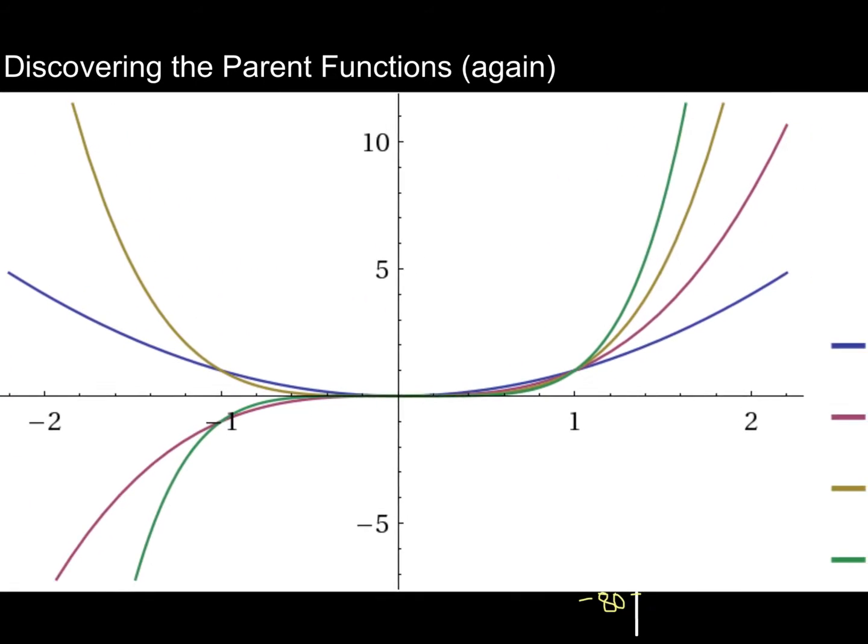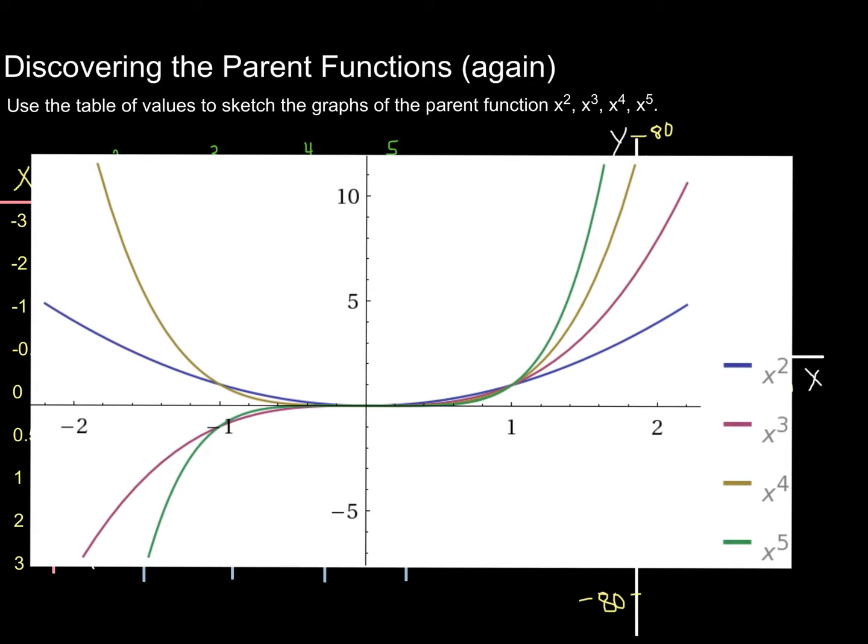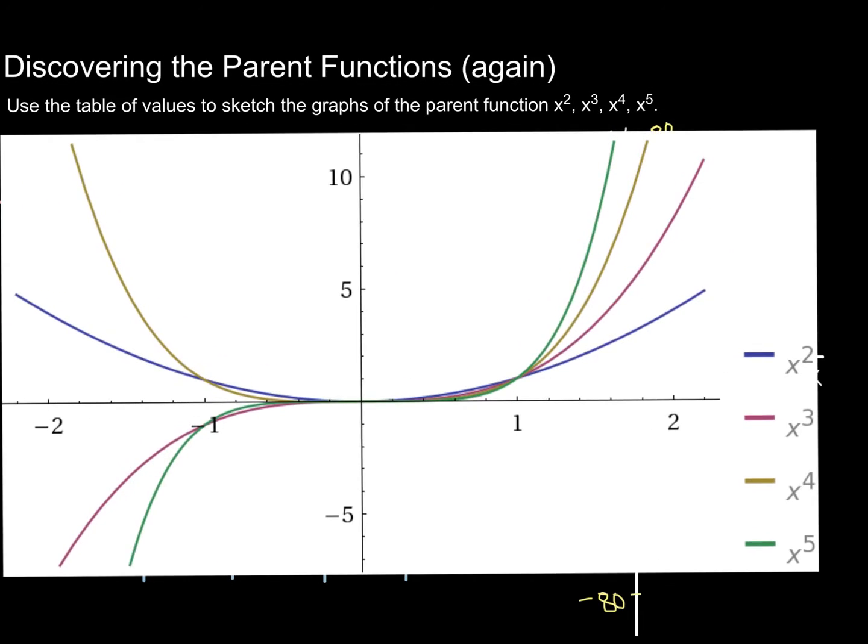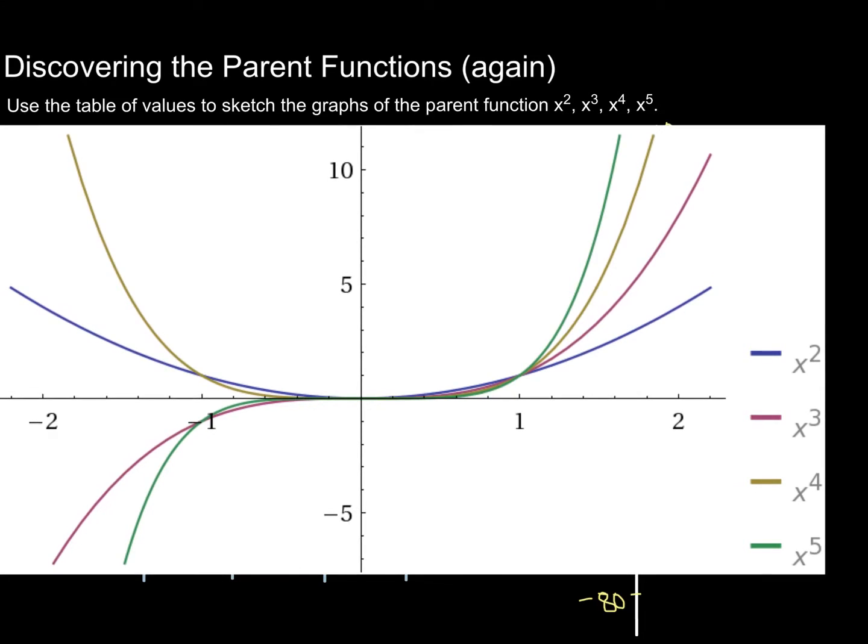And so here are the functions. I'll make it so you can see. Okay, and so you can take a look at how, for example, x to the fifth here. Notice that x to the fifth, for values between 0 and 1, is actually the smallest. And then after 1, it's the greatest.